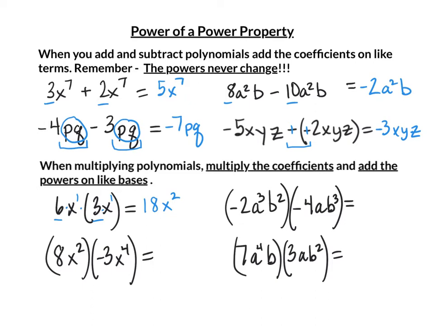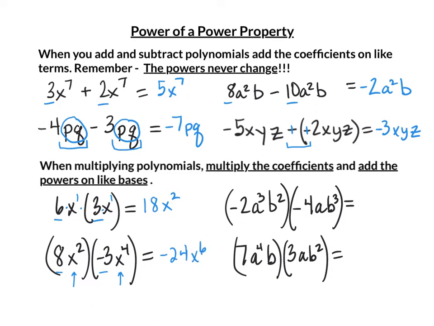Below that, 8 times negative 3 is negative 24. Notice the negative always goes in front of the number. X squared times x to the 4th. I've got 2 of them right here and 4 right here. Altogether, there are 6 x's multiplied.